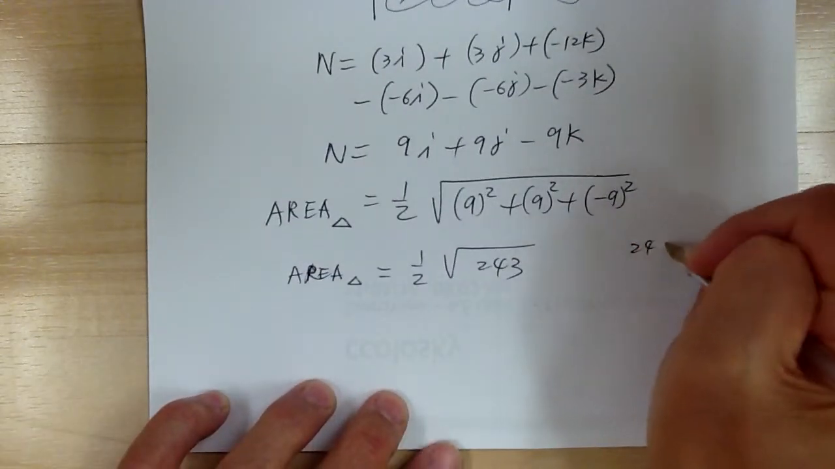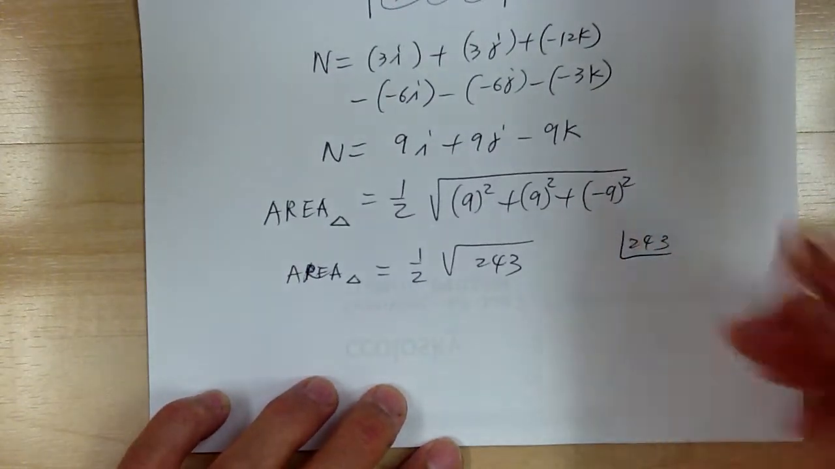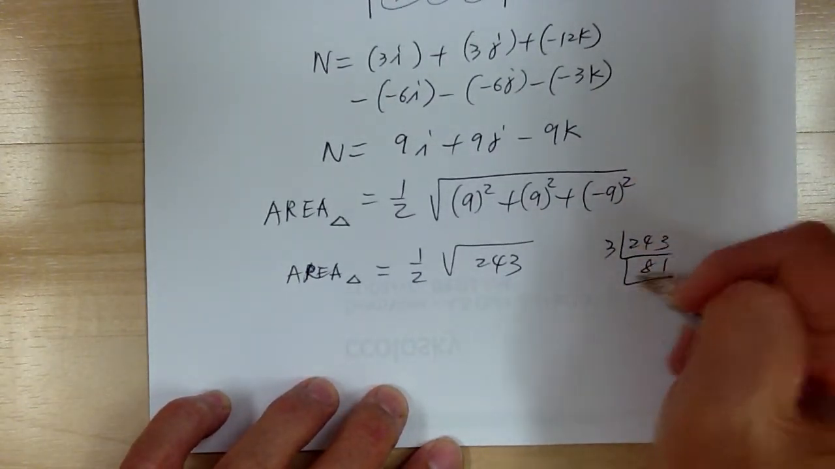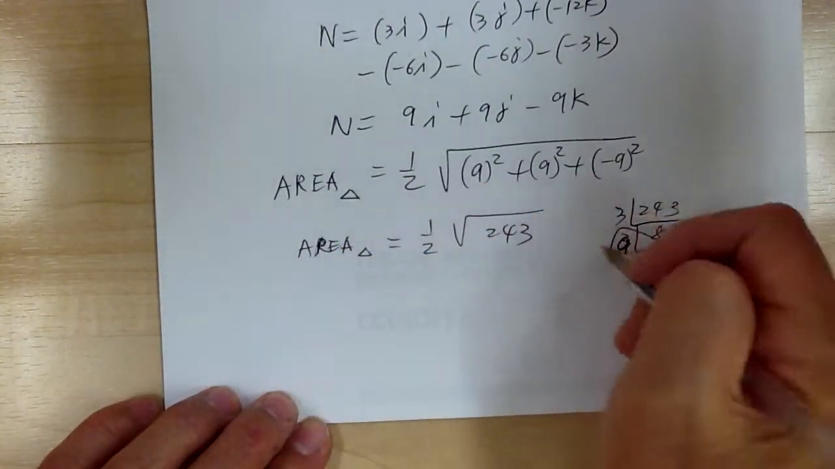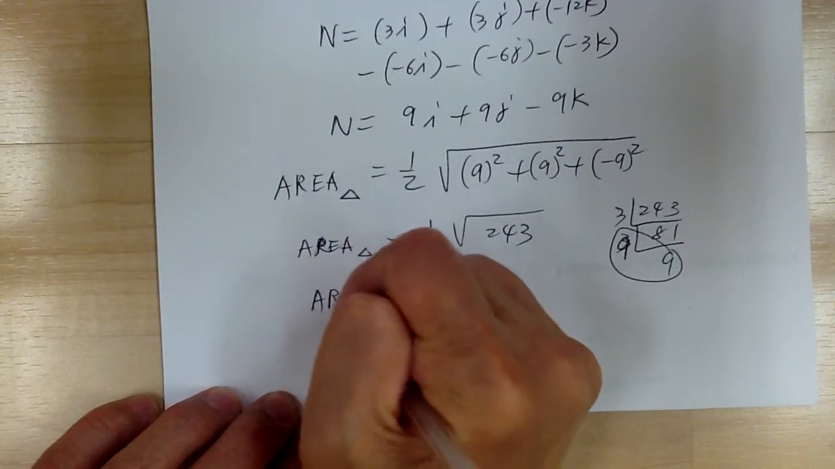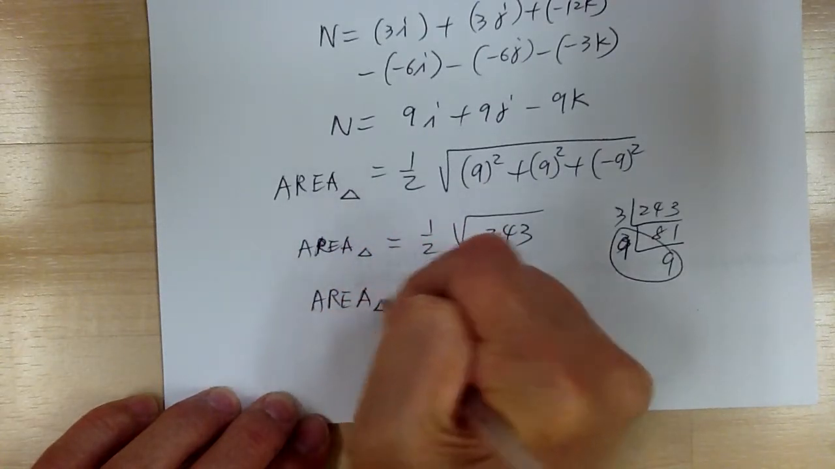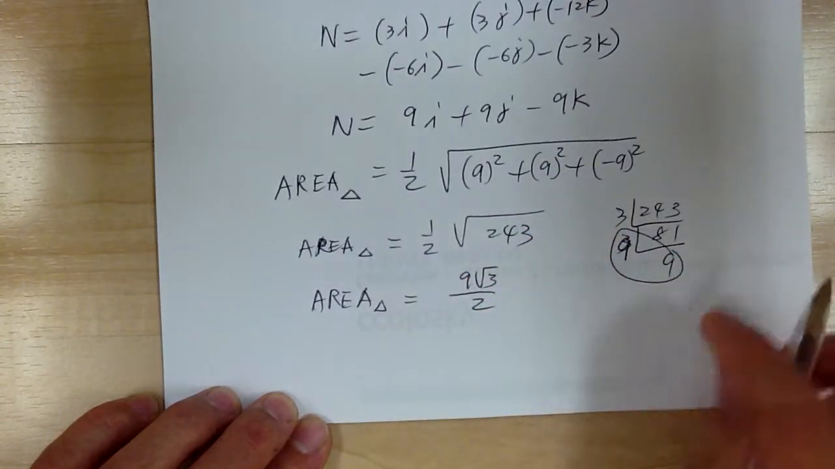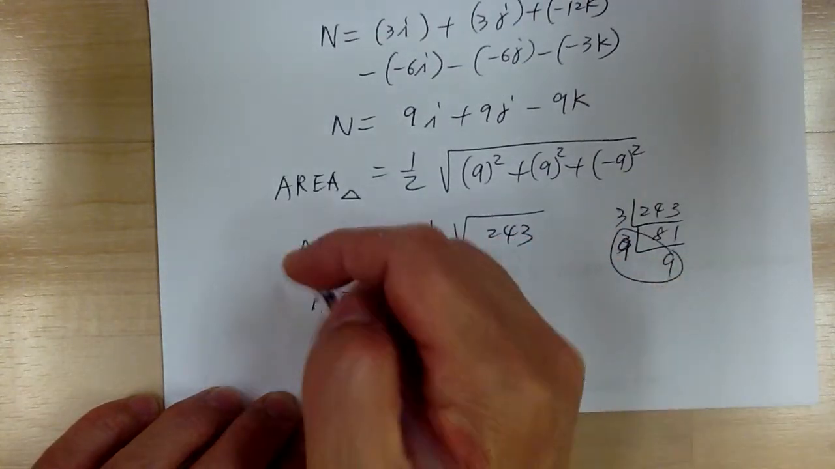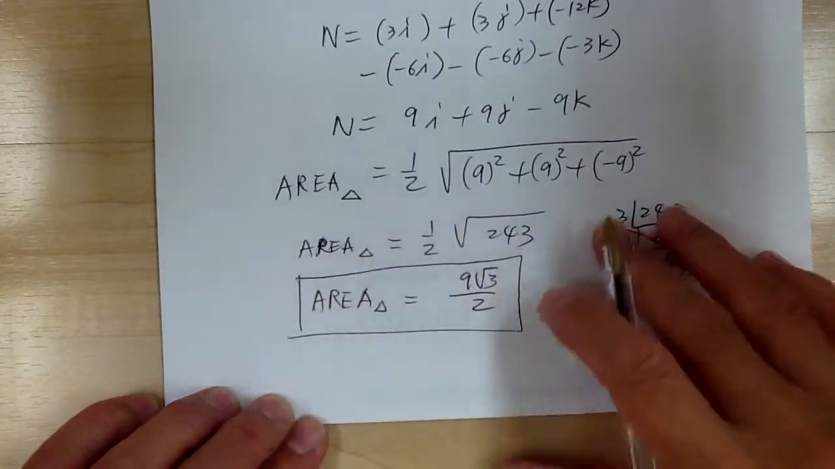And then you can go and simplify. Well, actually from here you can just pull out the 9 already. So you're going to get 9 square root of 3. So the area of the triangle equals 9 square root of 3 over 2. Okay, let's go to number 13.